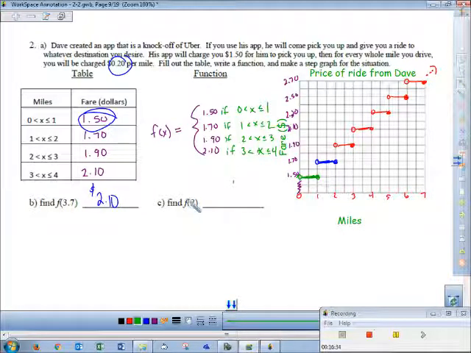Find the fare of a 2-mile ride. 2 is an interesting number because it's one of those boundary numbers. Here's where there's a 2 involved in the domain, and so is here. Where does the 2 count, though? It counts right here where you've got the equal to bar. So a 2-mile ride would cost you exactly $1.70 because you didn't actually go over 2 miles. It was included in this original domain right here.